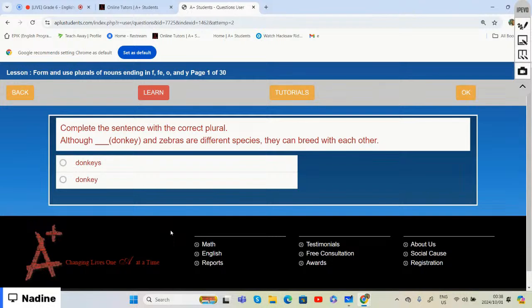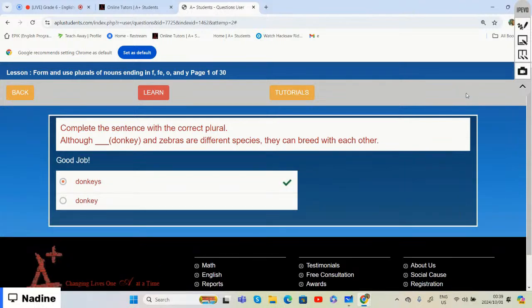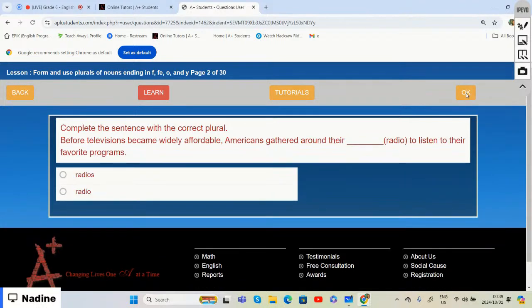All right, and if we were to choose the correct option, then yes, it is option one, which is donkeys. We only add an S to show the plural form. So one donkey, two or more donkeys.